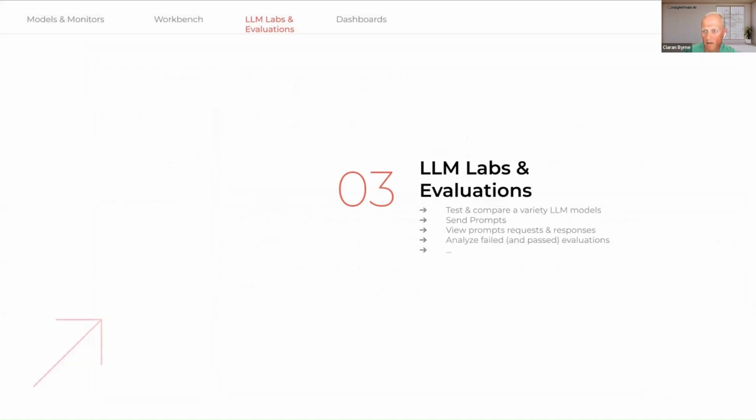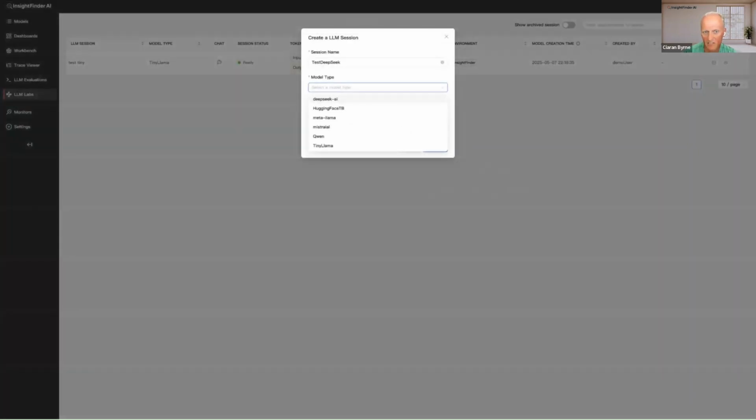Next piece, Helen mentioned LLM labs. One thing that we're really excited about is how we can help accelerate development. How do we help people evaluate various models? In this case, InsightFinder provides the ability for you to try these various models within our environment. You can either use your own model or use one of the models that we have available for you. So for example, you may want to see what kind of hallucination we see in DeepSeek versus Mistral.